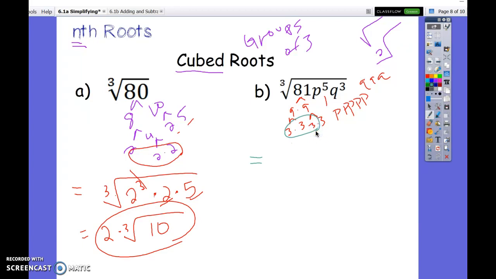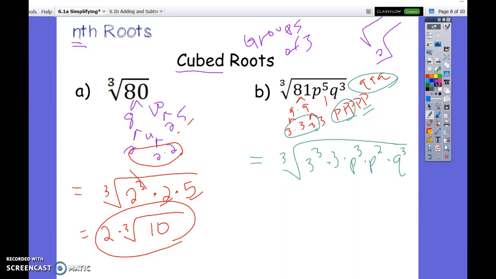We've got 3 3's right here, so let's go ahead and write that in our radical. We'll have 3 cubed, and then we just have 1 extra 3 taken along. Well, then we've got a group of 3 p's, so that's p cubed. And we have 2 p's taken along, but we can write that as p squared. And then last but not least, we have a group of 3 q's, so q to the 3rd power.